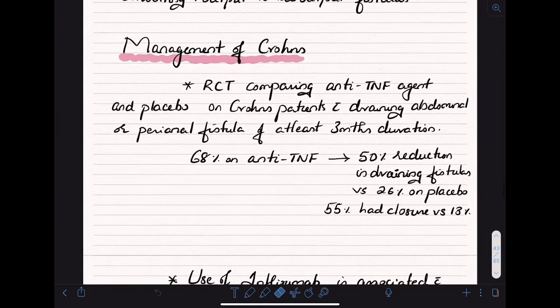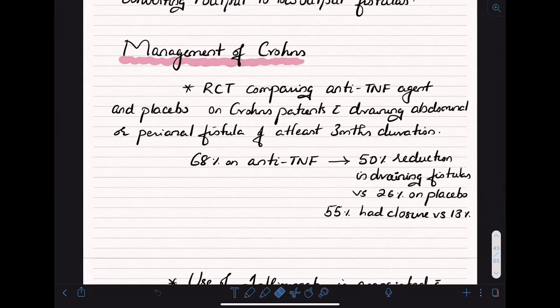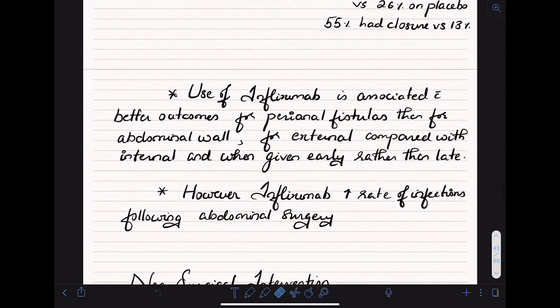Now, coming to the management of Crohn's, randomized controlled studies compared anti-TNF agent and placebo in Crohn's patients with draining abdominal abscess or perianal fistula of at least 3 months duration. 68% on anti-TNF agents showed a 50% reduction in draining fistulas versus 26% on placebo, and 55% had a closure versus 30% on placebo. Use of infliximab is associated with better outcomes for perianal fistulas than for the abdominal wall, for external compared with the internal, and when given early rather than late. However, infliximab increases the rate of infections following abdominal surgery.